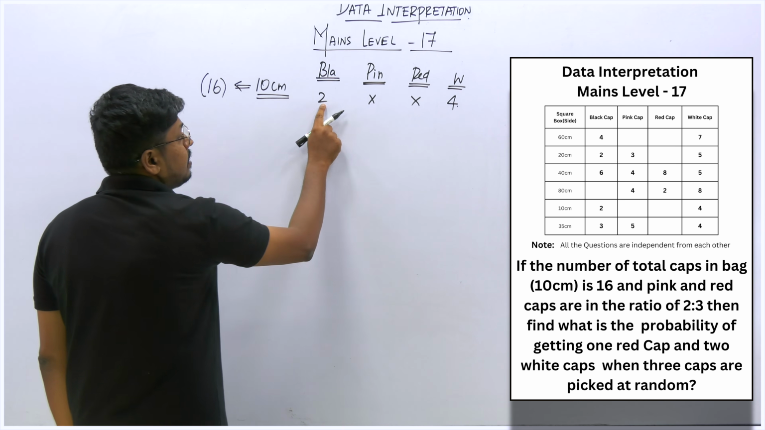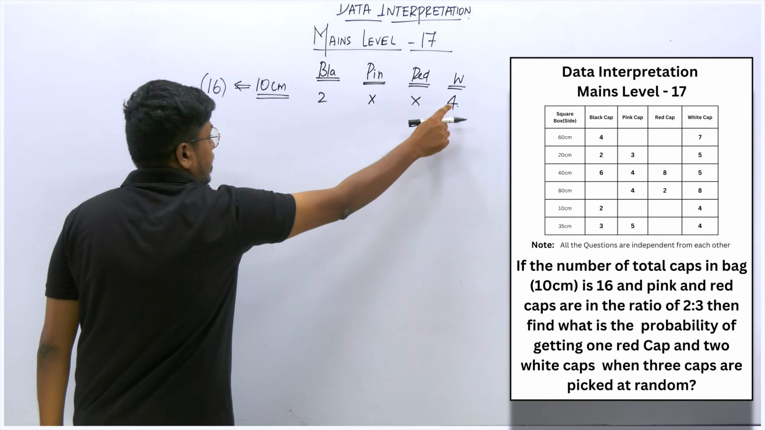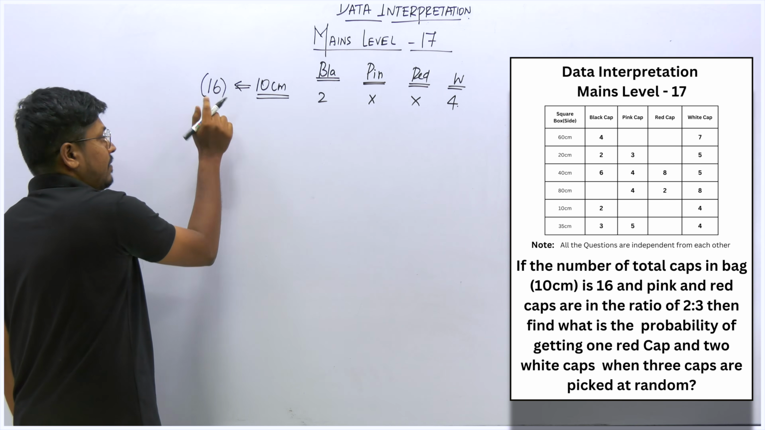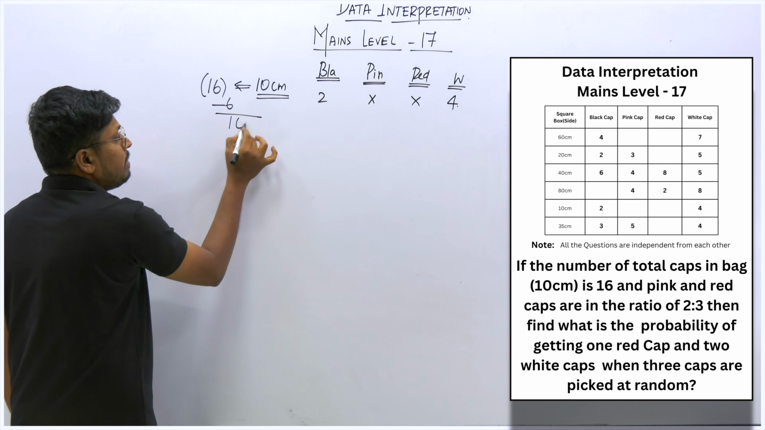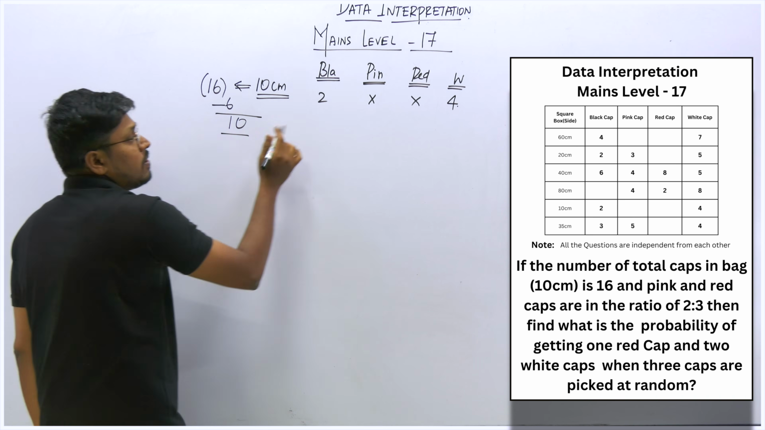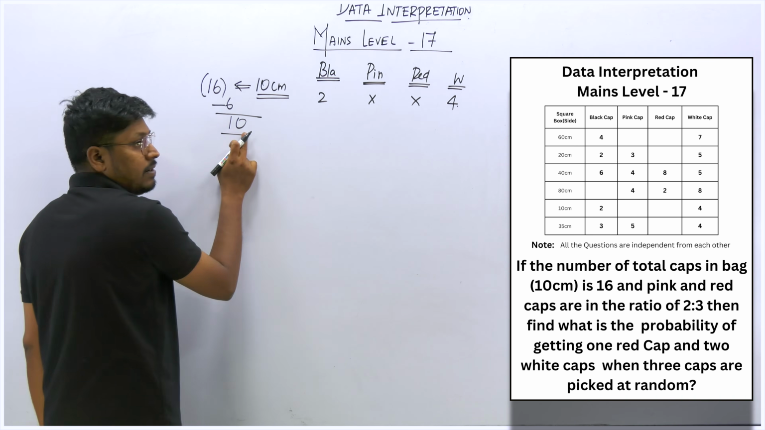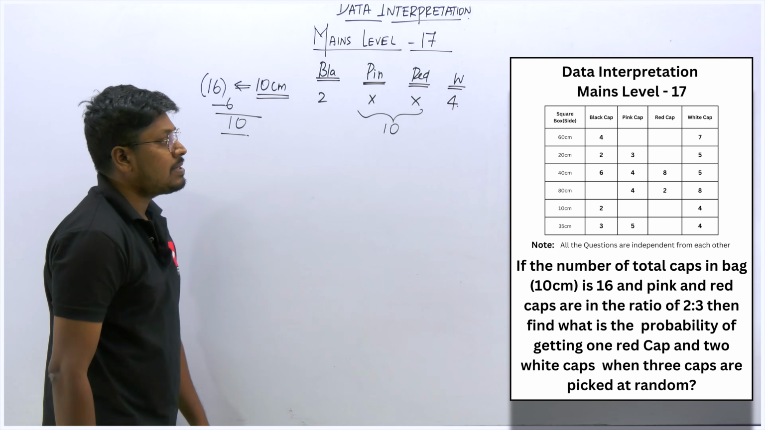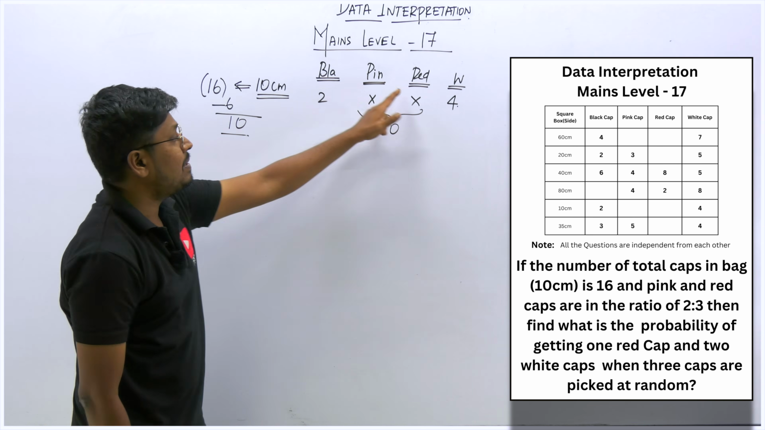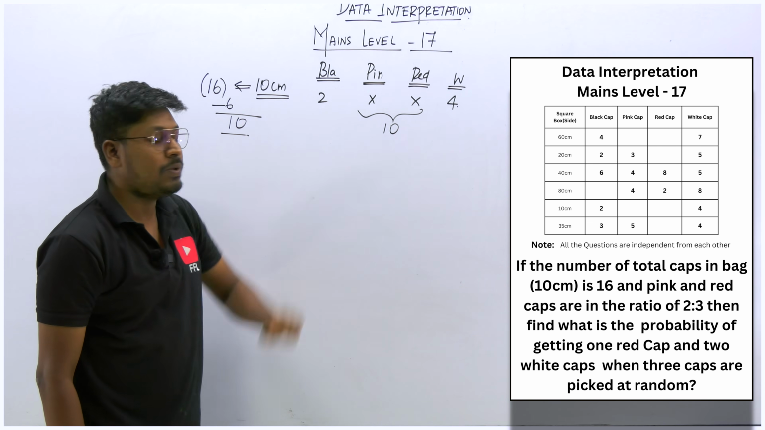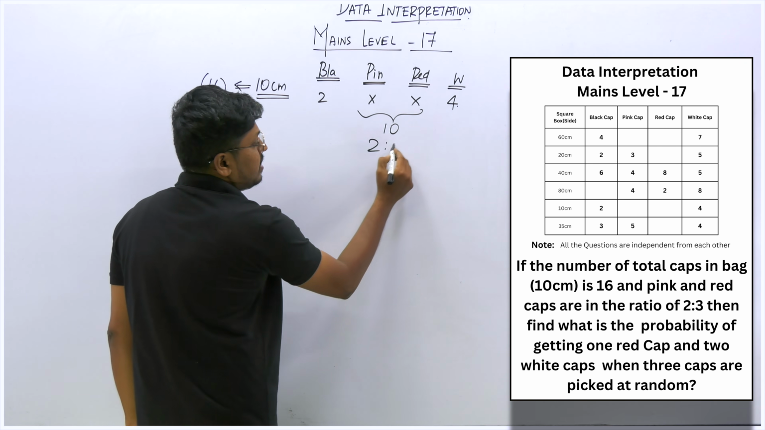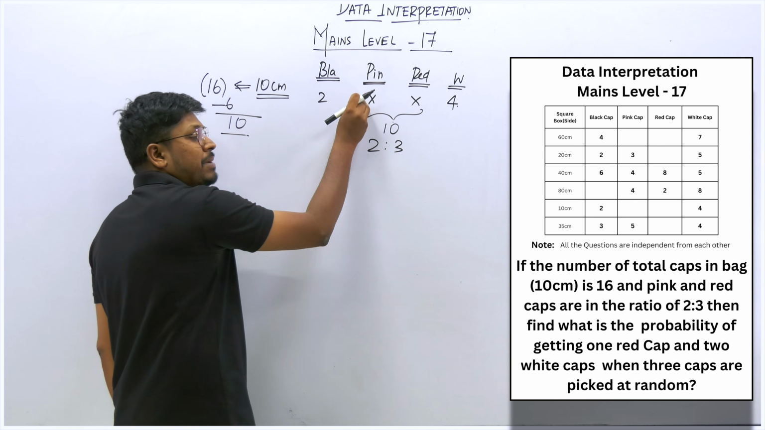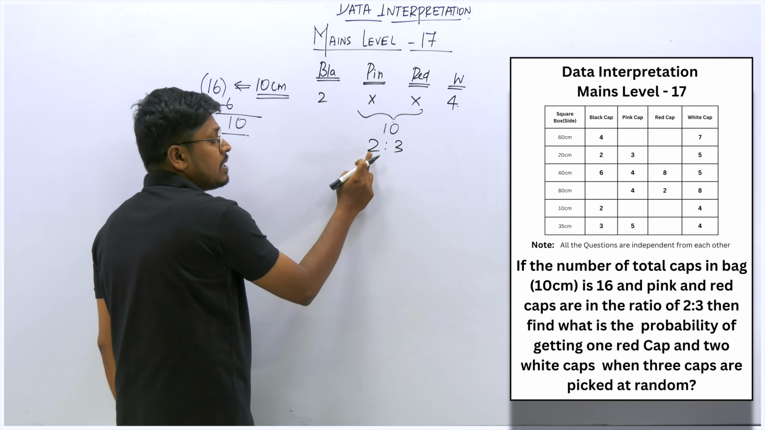So already we know that black color is 2, white color is 4. So 4 plus 2 will be 6. Now from the total 16, when you subtract 6, the result will be 10. Which means the total number of pink and red caps will be 10. Now the ratio for pink and red caps is 2:3, and we know the total is 10. So it is easy to find how many pink caps and red caps there are.